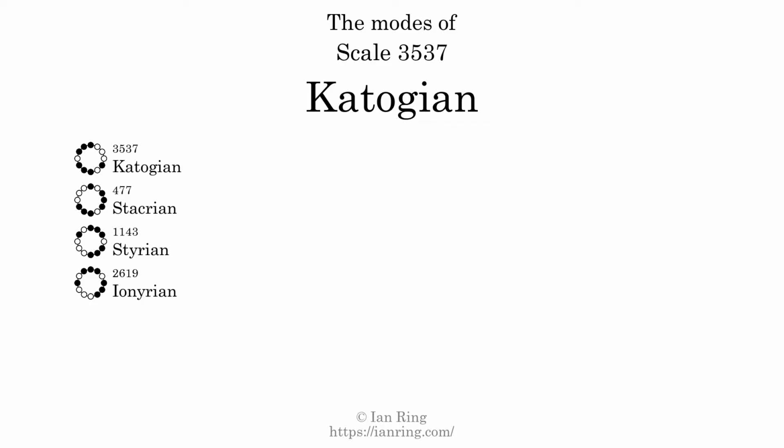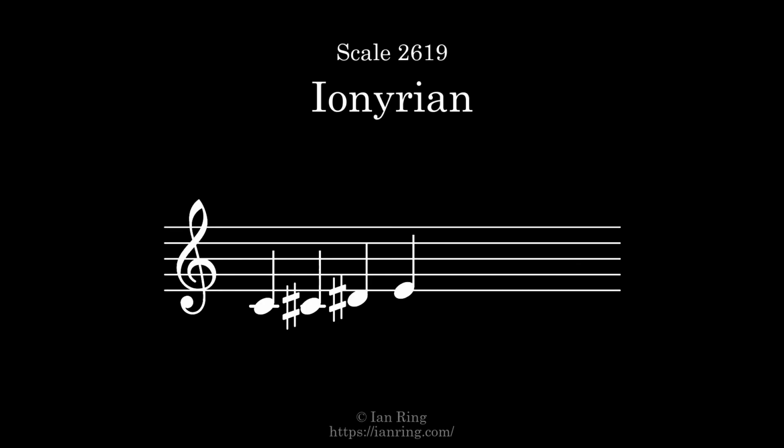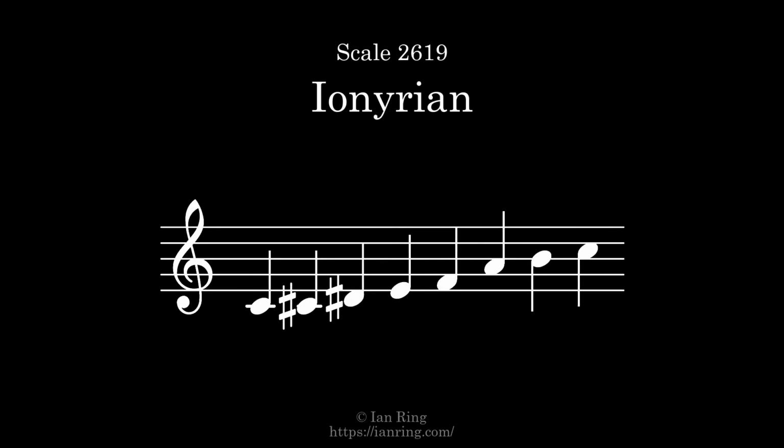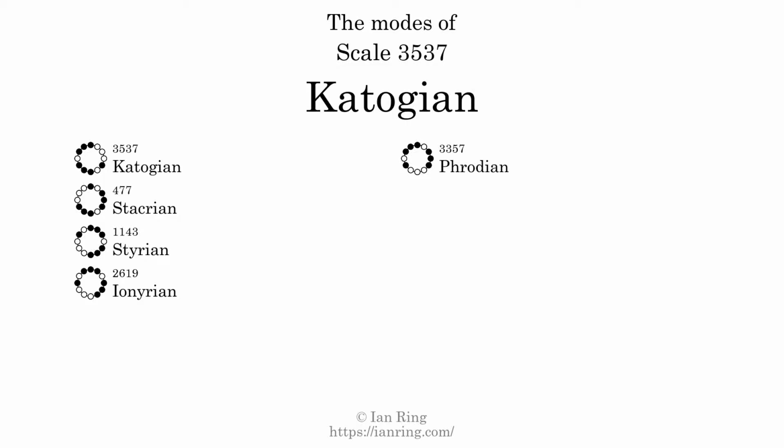The fourth mode is scale 2619, also known as Ionarian. It sounds like this. The fifth mode is scale 3357, also known as Freudian. It sounds like this.